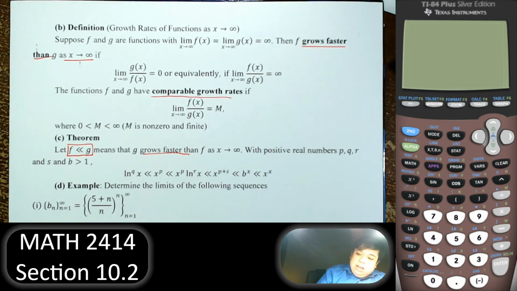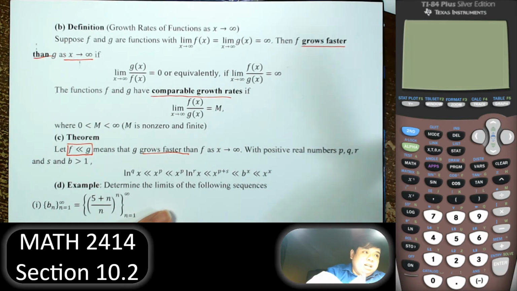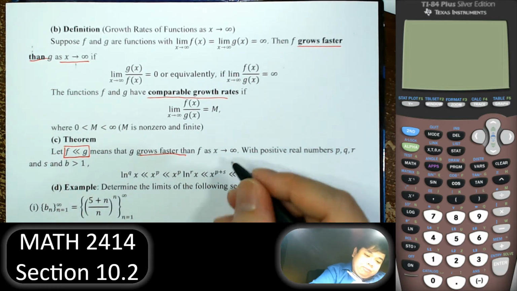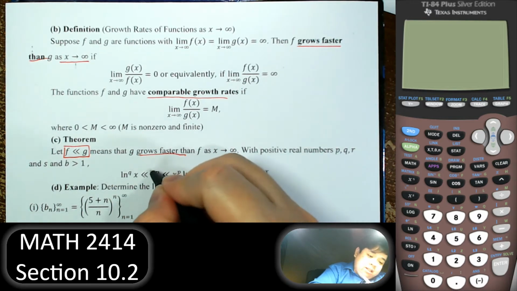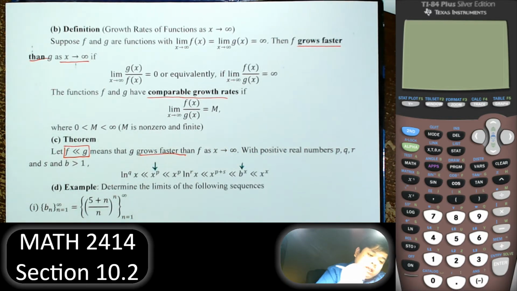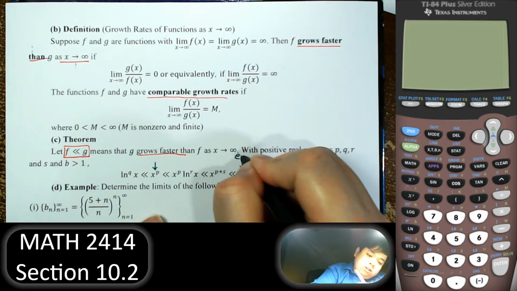So let's elaborate a little. x to the x, I think this is called the tower function, right? Anyway, I think we mentioned that in section 7.6. This is b to the x, and this is x to the p. b to the x is an exponential function.